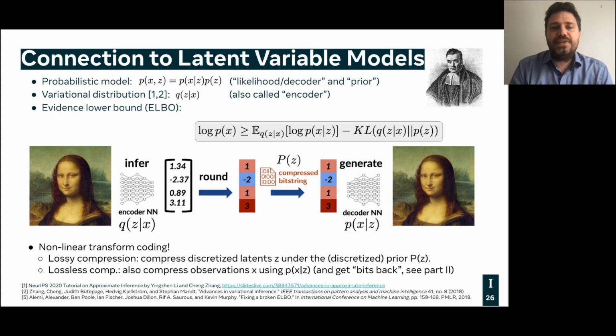For lossy compression, there is some information loss since we can only recover the original data point up to a reconstruction error. But we can also do lossless compression. And in this case, we can use P of x given z to also compress the residual error. And interestingly, it is possible to get certain bits back that were spent on compressing z, which is what Karen will discuss in part 2.